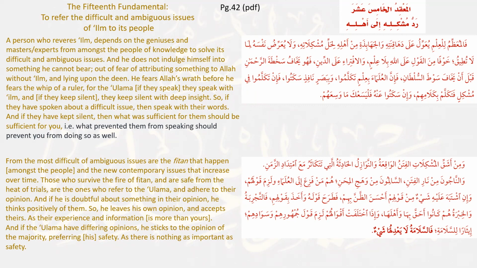إِثَارًا لِلسَّلَامَةِ. Why? To give preference to his safety. إِثَار, to give preference to something over another. So إِثَارًا لِلسَّلَامَةِ, to give preference to salama, to your safety. فَالسَّلَامَةُ لَا يَعْدِلُهَا شَيْءٌ. For safety, there's nothing equal to it and nothing as important as it. لا يعدلها, there is nothing equal to it. عدل يعدل, to become equal to something. نعم.